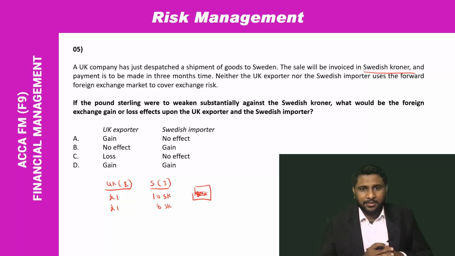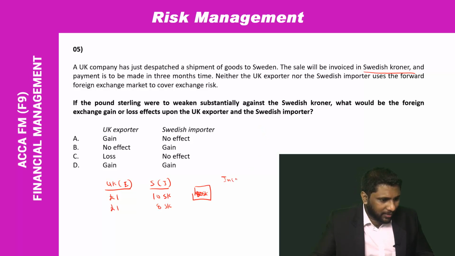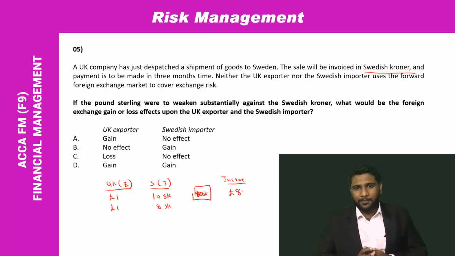So if it is 80 kronas, how much is the income for me as the UK company? Income will be for 80 kronas, for 1 pound is equal to 10 kronas. So if I am getting 80 kronas, my income will be how much? My income will be 8 pounds.